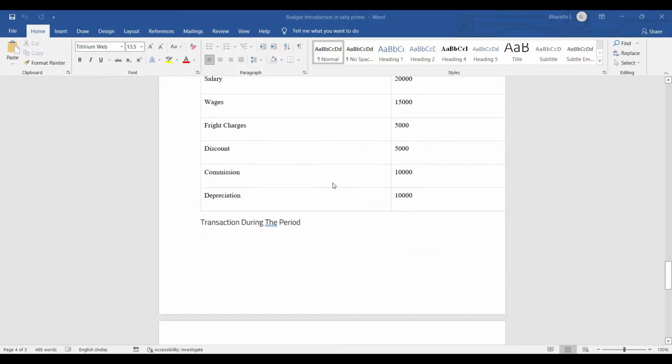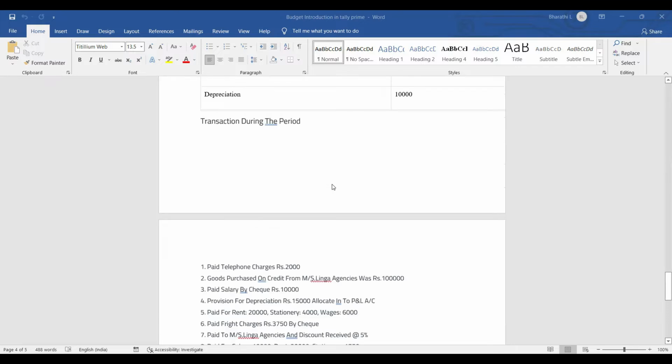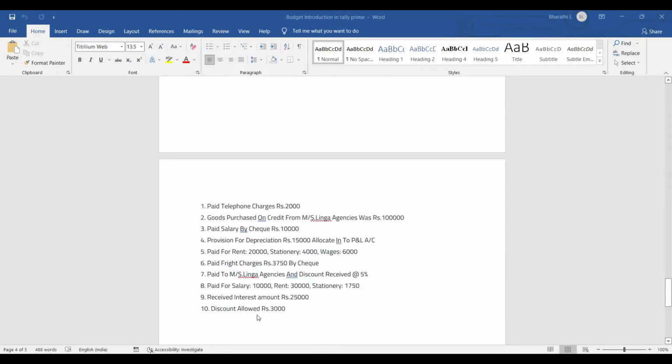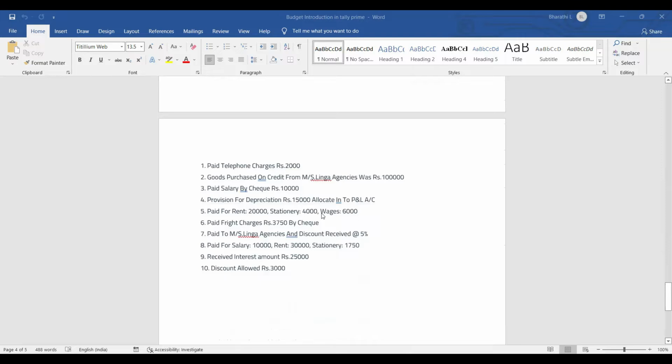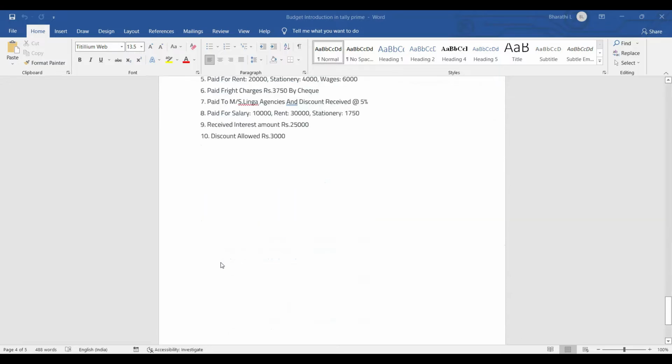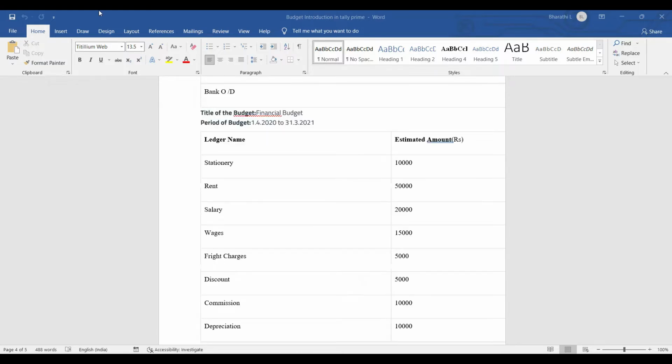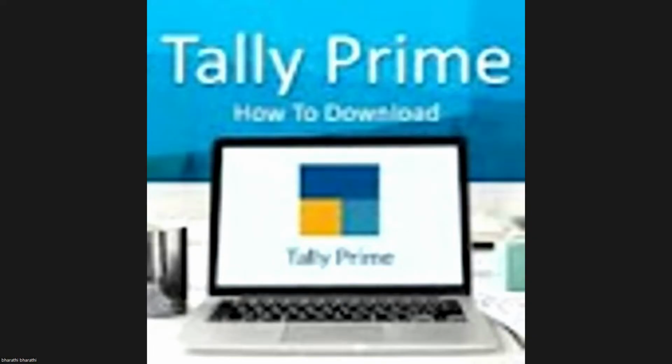This is our estimation. Now we want to know how to prepare this one. These are real transactions going on. This is our estimation, and these are our actual transactions: paid telephone charges, goods purchased on credit, paid salaries, provision for depreciation, paid rent, stationery, wages, paid freight charges by cheque. So all of these are our real transactions. You understood? Yes. How to prepare this, we will see now. Okay, now we can go to Tally.